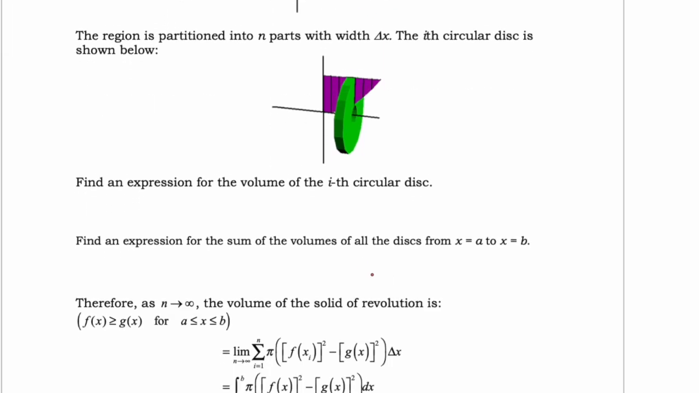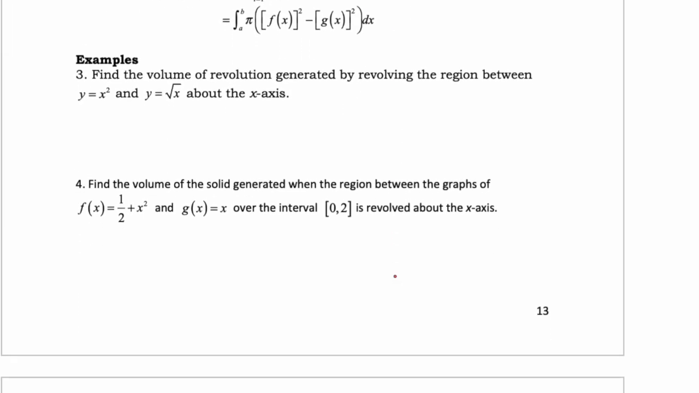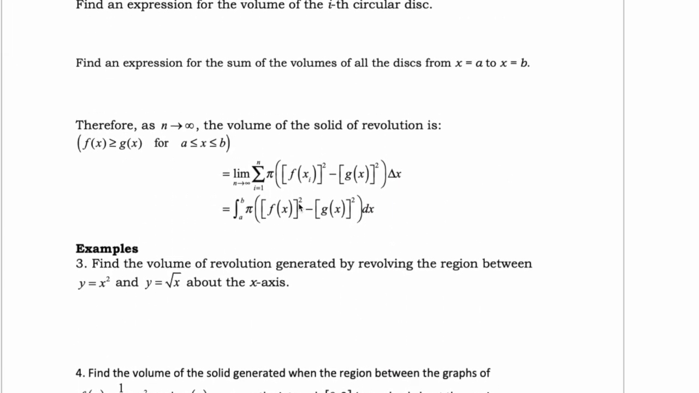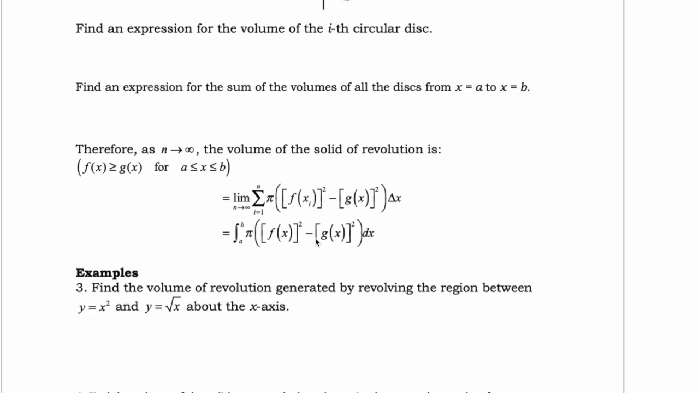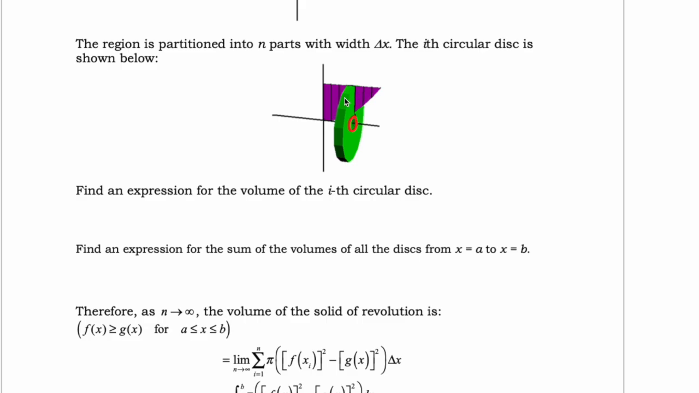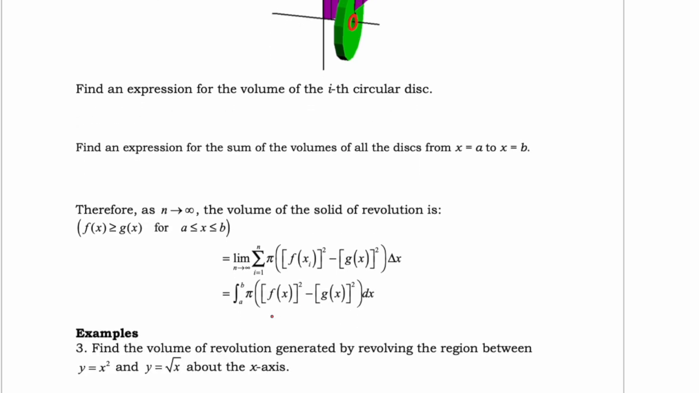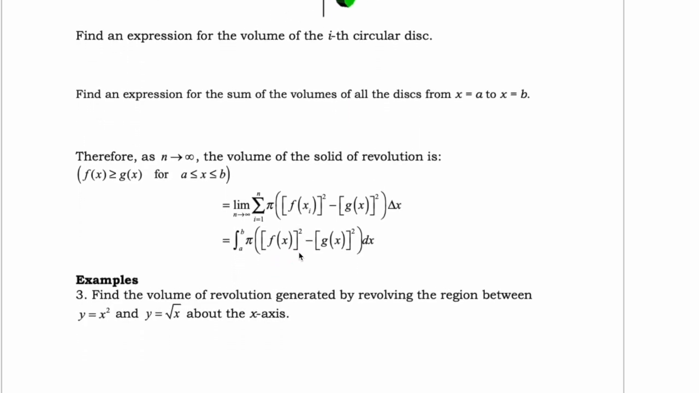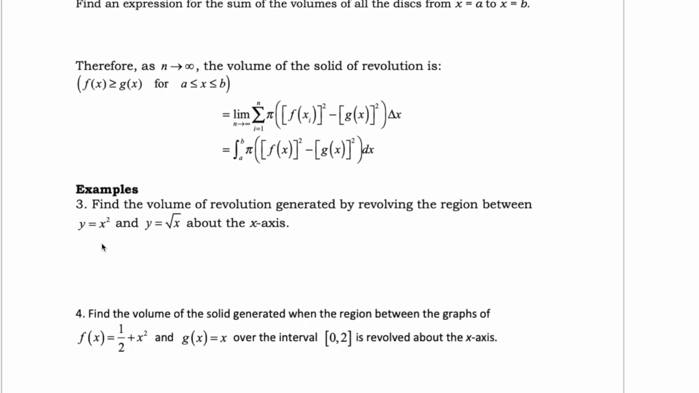Now this is some more explanation of the volume formula, but sometimes we need to subtract two functions. Like for example, this one's got a hole in it. You would take this function and subtract the hole. So that's what the formula looks like if you have to subtract two functions. We're going to do that in this example here.